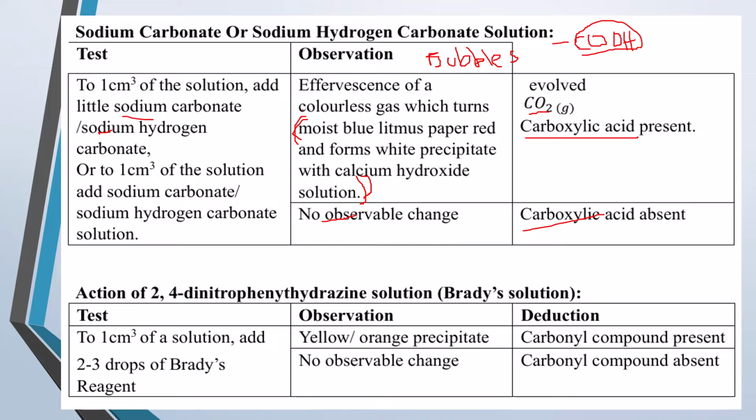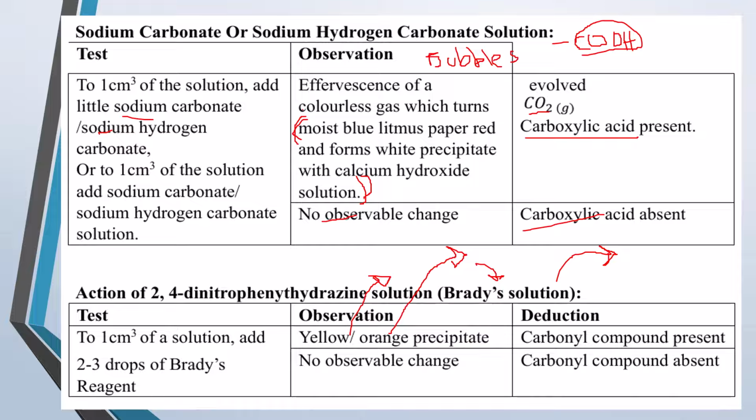Now let's look at the 2,4-dinitrophenylhydrazine solution, which is known as Brady's reagent in your practicals. When you're using Brady's reagent, we are looking at whether you have carbonyl compounds or not. If carbonyl compounds are present, for aliphatic ones you will get a yellow precipitate. For aromatic compounds, or things containing the benzene ring, we expect you to get an orange precipitate.